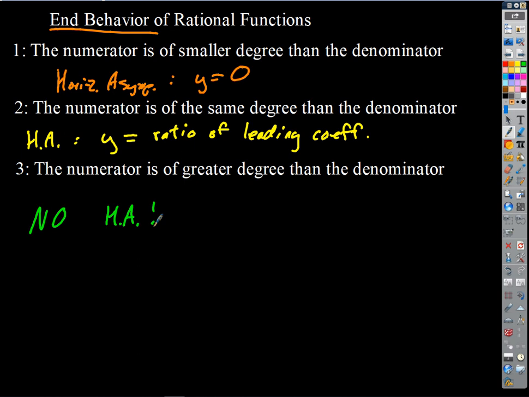Why? If they're the same, there's going to be a number. So we know that we're going to get infinite behavior at the tails of the function. It's going to have to be infinite. But there is one special case: if the numerator is exactly 1 degree higher than the denominator, when I divide those polynomials out, I know I'm going to get a line left over, a linear equation plus some remainder, right?